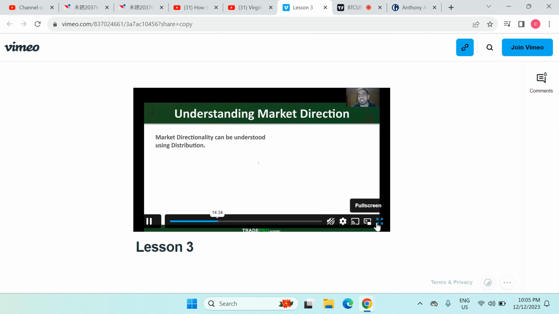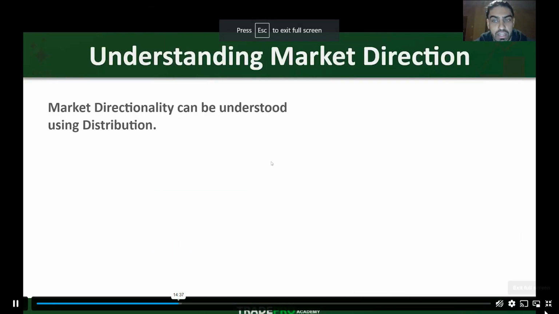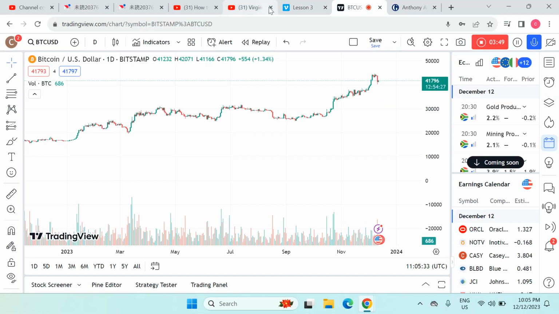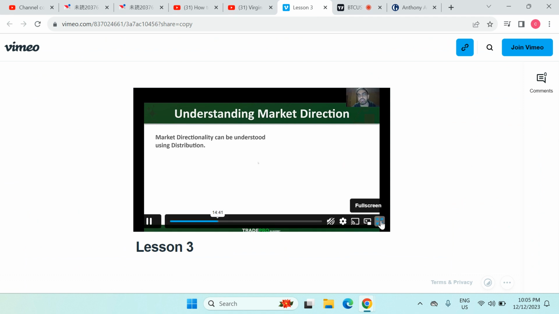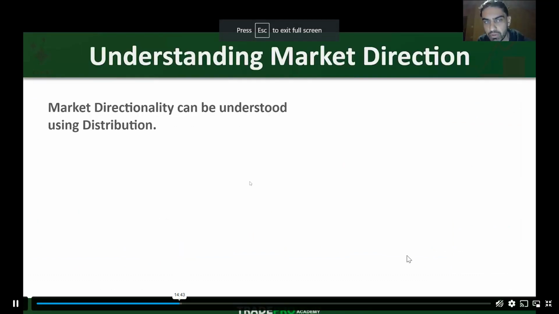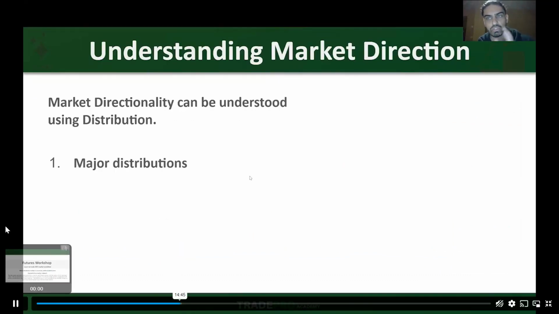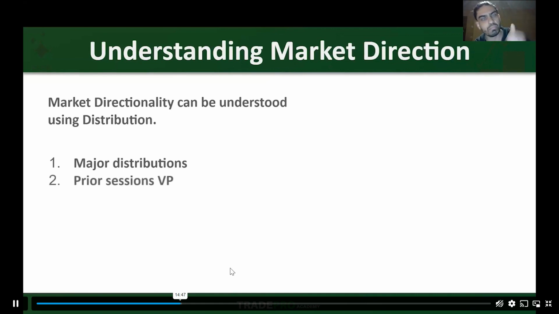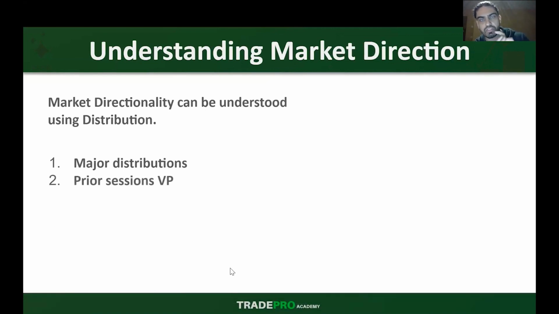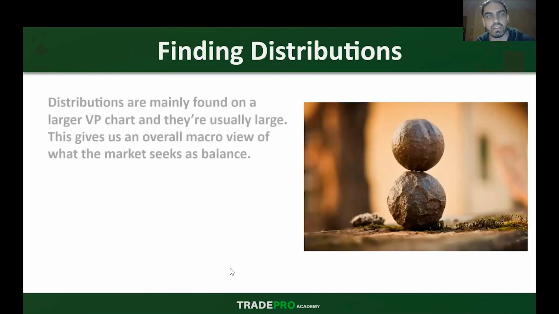From a compressive period and has run into an expansion and has now accepted another compressive period from the past. So the expectations are priced to remain within that compressive period. So major distributions, prior session volume profiles. These are very, very important to understanding directionality in the market.